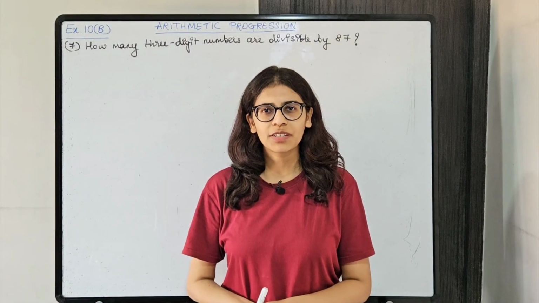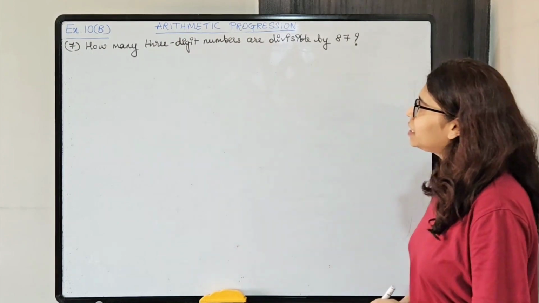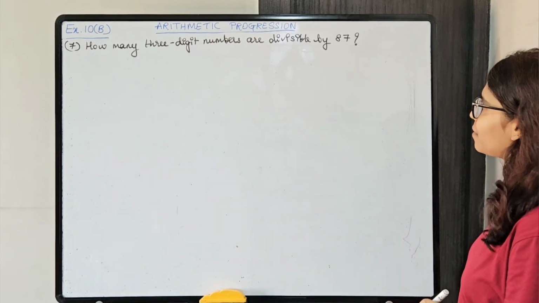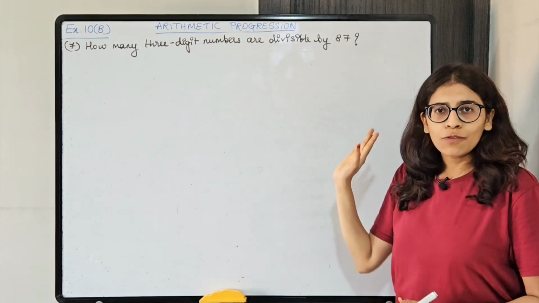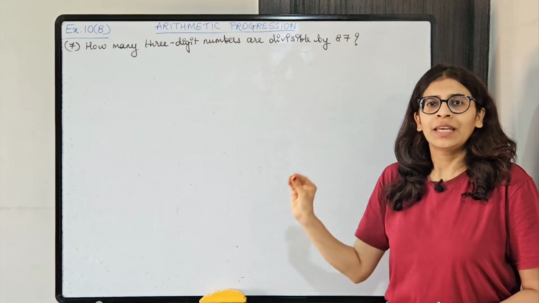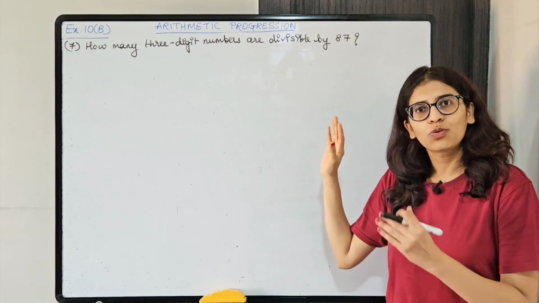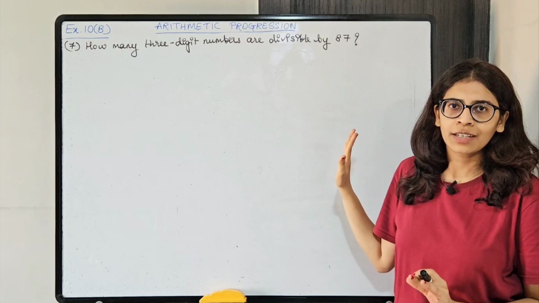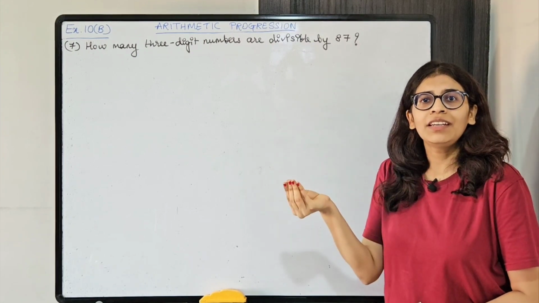Next question, question number 7. How many 3-digit numbers are divisible by 87? For these kind of questions, you have to form the AP on your own. So you have to form the AP yourself. Now, how will you get the AP?